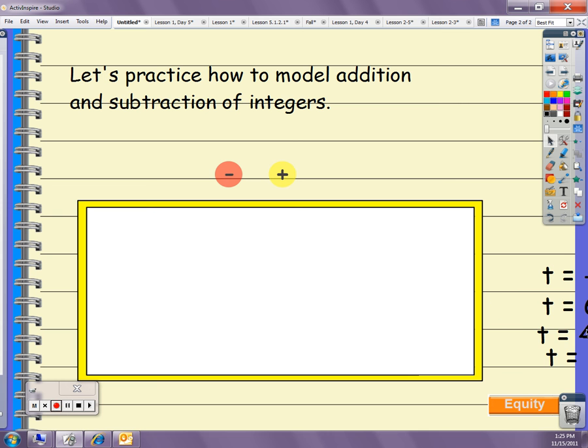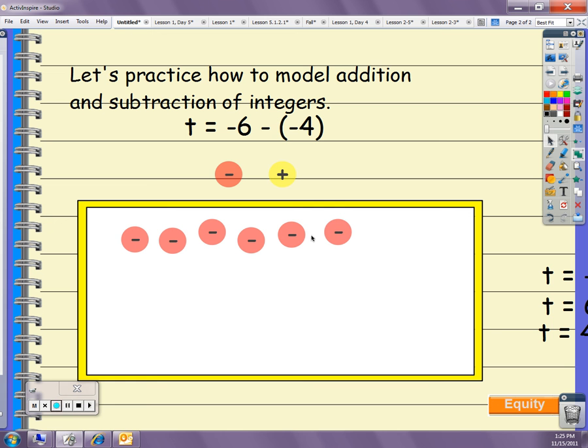And in my last example, we have -6 minus -4. So we start off by placing -6. And now I'm going to subtract or remove 4 negatives from the equation mat. I have my 4 negatives and I'm going to remove them from the mat. And when I remove them, I have 2 negative counters remaining. So therefore, t equals -2 for this equation.